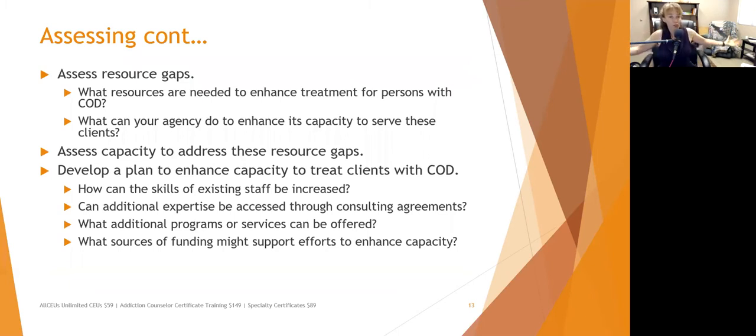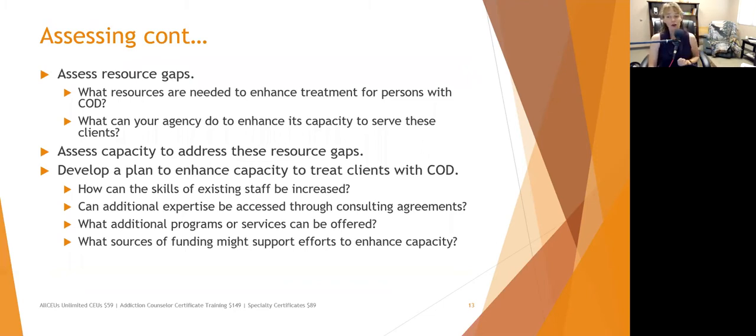If you want to have groups, that's great, but do you have a group room? If you don't, that's a problem. And then develop a plan to enhance the capacity to treat clients by increasing the skills of existing staff. For example, maybe getting a staff person certified in EMDR, or, if you're a mental health clinic, getting somebody certified in addictions counseling. Can additional expertise be accessed through consulting agreements? Sometimes you just need to have a memorandum of understanding.